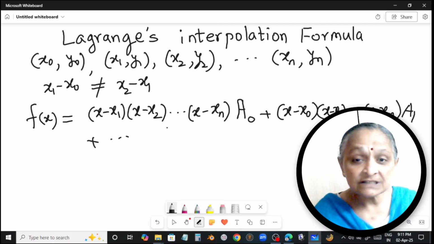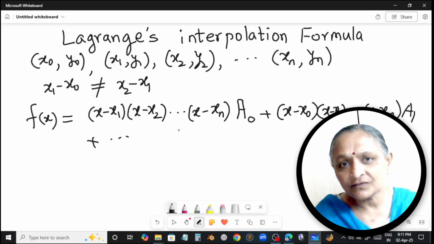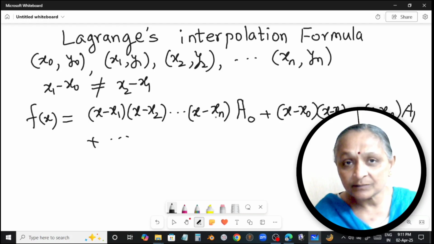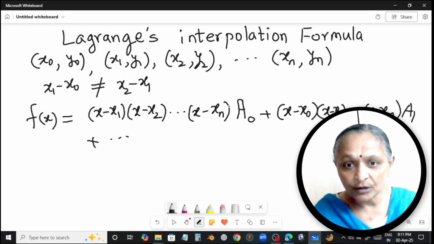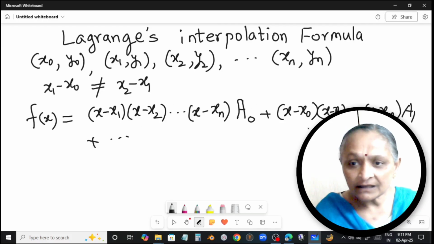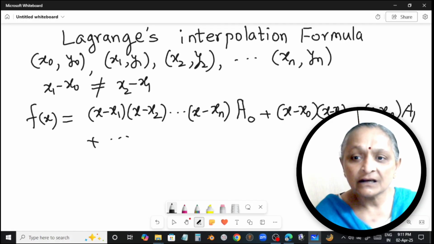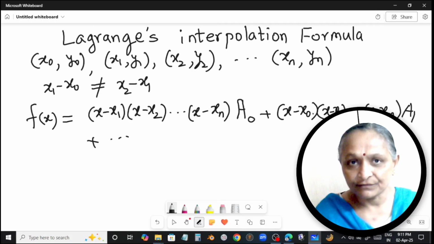You might have noticed the pattern of selecting this polynomial. Each time we are taking n brackets. So n times x we are multiplying. It becomes x raised to n. So this is a polynomial of degree n itself. Again, if I see the second term, it excludes the point x1. Again, we are having n brackets. So this is itself a polynomial of degree n.